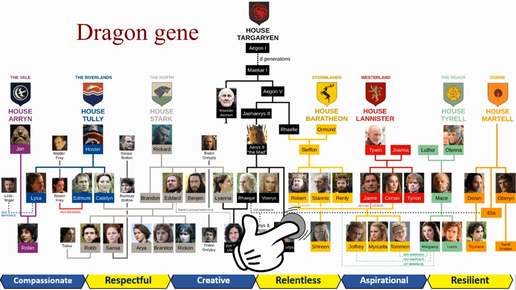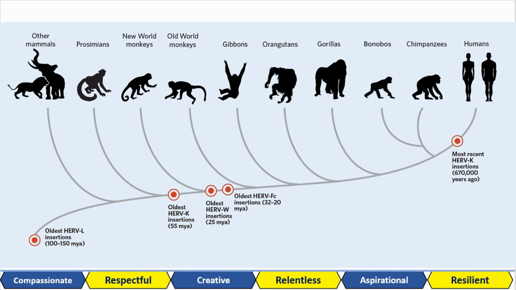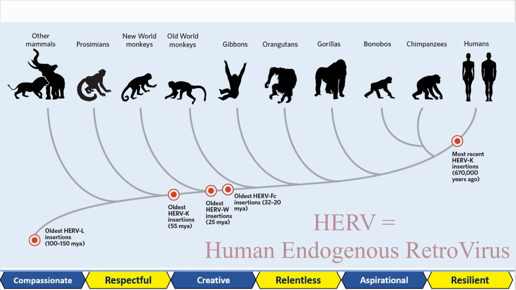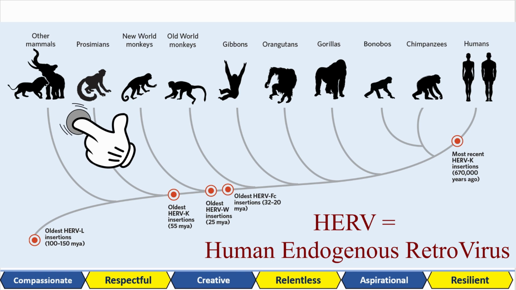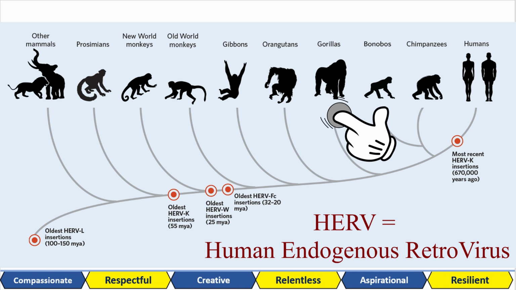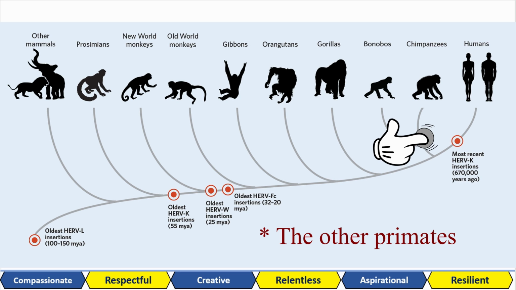In this example, the ancestor to all mammals had HERVL inserted into it, and so virtually all mammals have this viral gene inside the genome. But the newest type, HERVK, inserted itself in our genome long after primates branched off from modern humans. So only we have this new viral DNA.